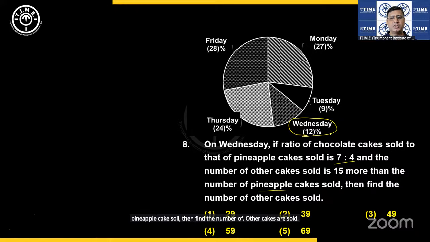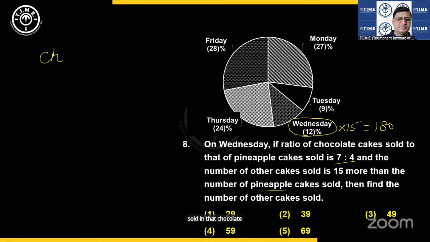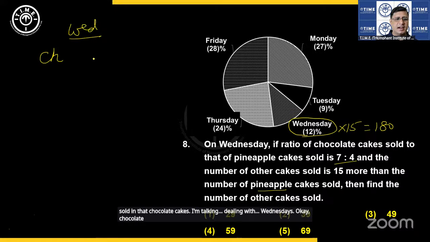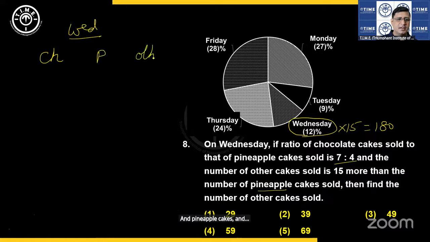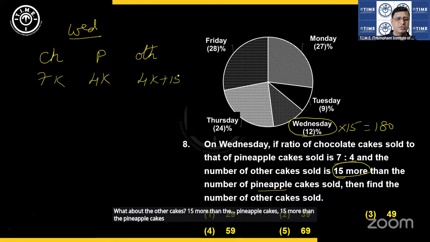On Wednesday, how many cakes were sold? 12%. 12% means 12 into 15, that is 180. Now 180 were sold. In that, chocolate cakes, pineapple cakes and other cakes. Here 7:4 means 7K and 4K. What about the other cakes? 15 more than the pineapple cakes means 4K plus 15.